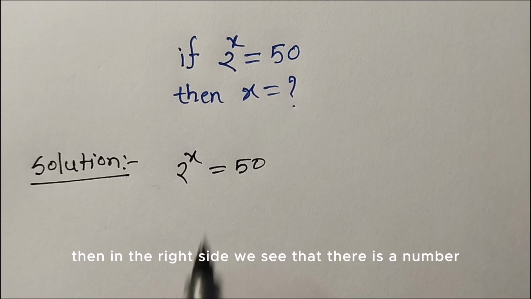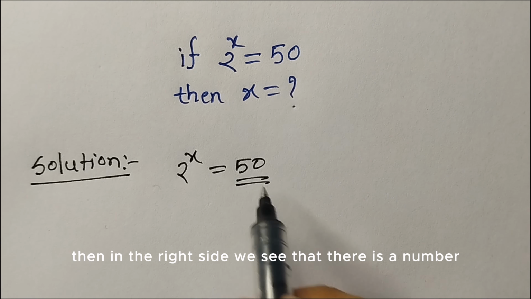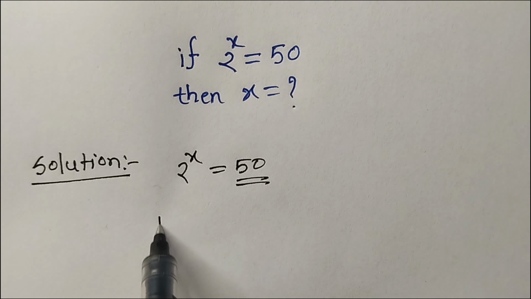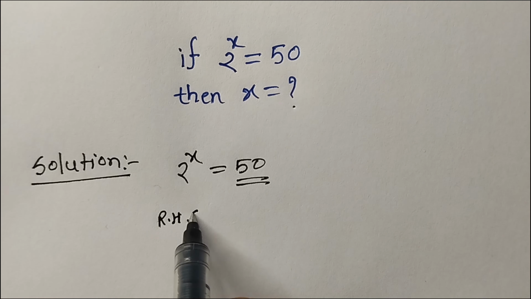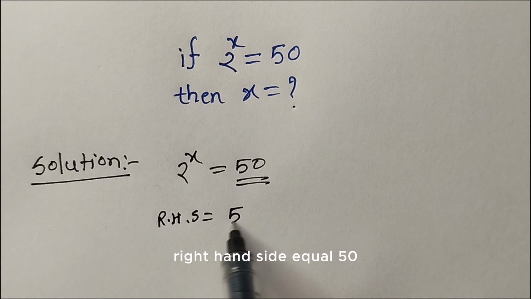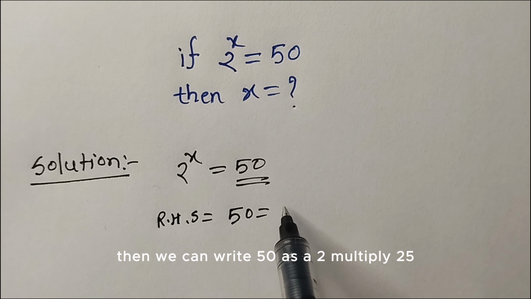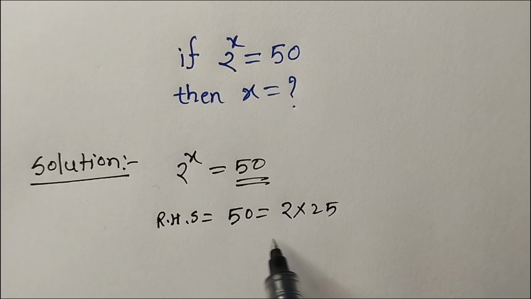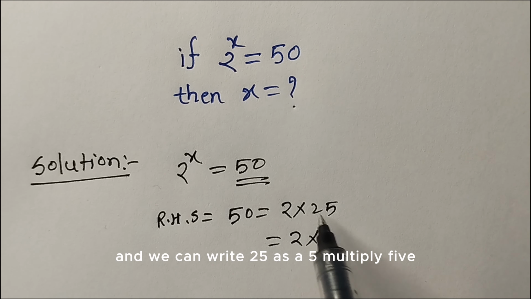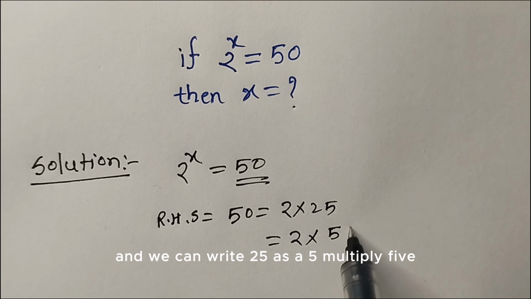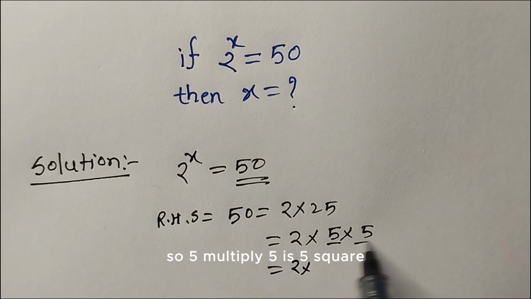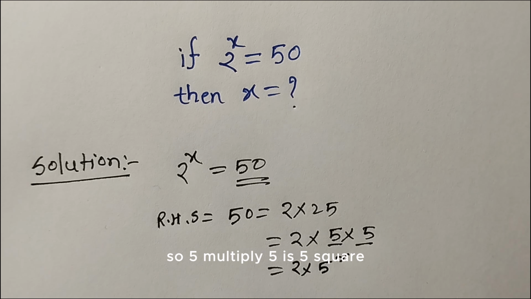Then, on the right side, we see that there is a number. First of all, we should factorize this. So, the right hand side equals 50. Then we can write 50 as 2 multiplied by 25. And we can write 25 as 5 multiplied by 5. So 5 times 5 is 5 squared.